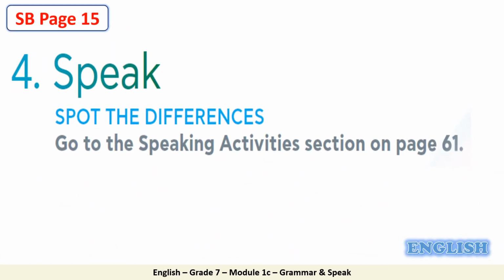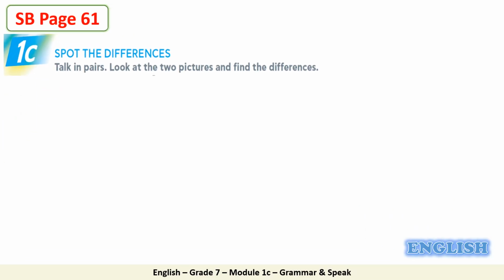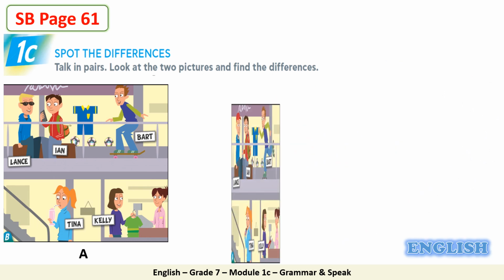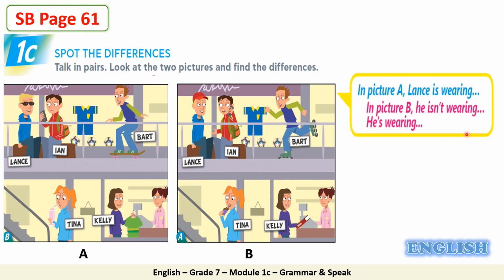Now we move to part 4 in your student's book, page 15. 4. Speak. Spot the differences. Go to the speaking activities section on page 61. In your student's book, page 61, move to task C and read the given instructions. Spot the differences. Talk in pairs. Look at the 2 pictures and find the differences. And here you have a given example. You are going to work out this task with your teacher and your classmates at school.